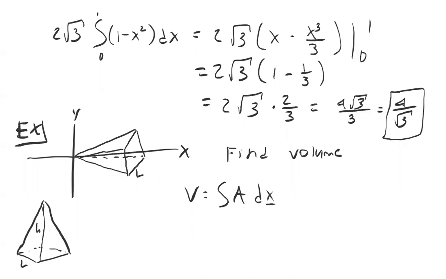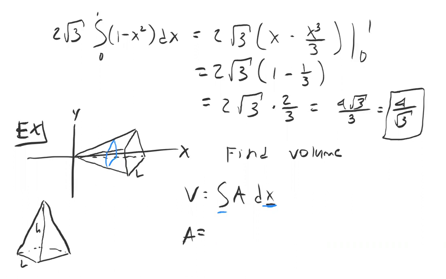And then we have to determine the cross section. So if you imagine taking a slice out of this, you can already kind of see, I'm going to have squares at any slice. But the size of the square changes as I go along the x-axis, which is why I need to do the integral, because things are changing with respect to x. Okay, so we need to determine the area here.